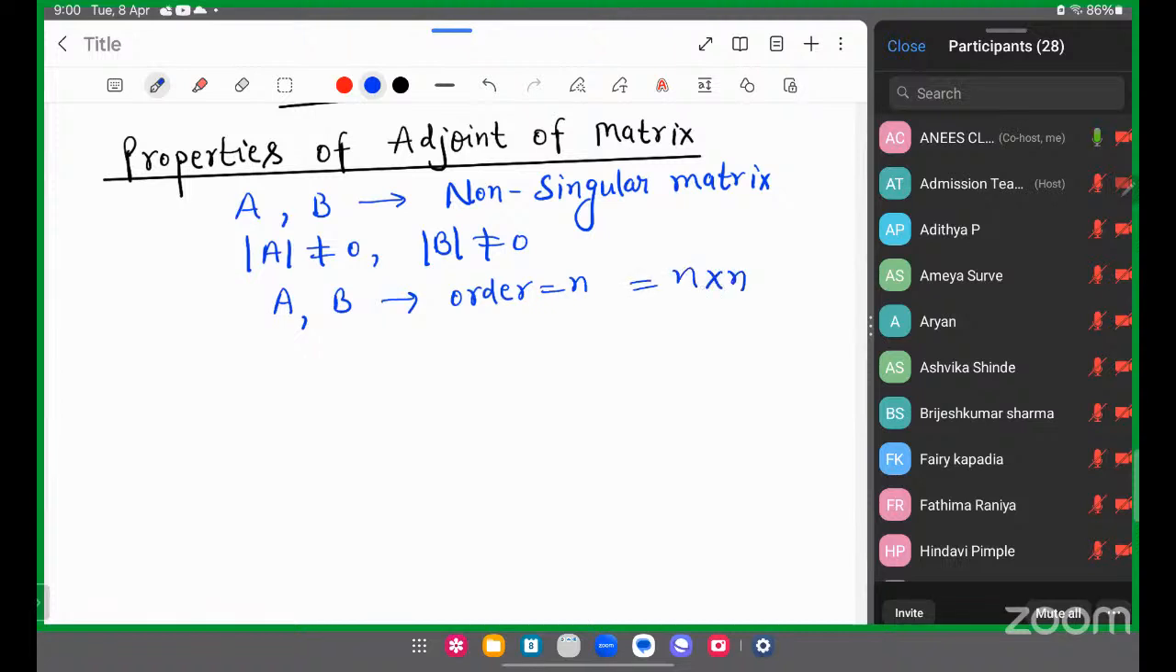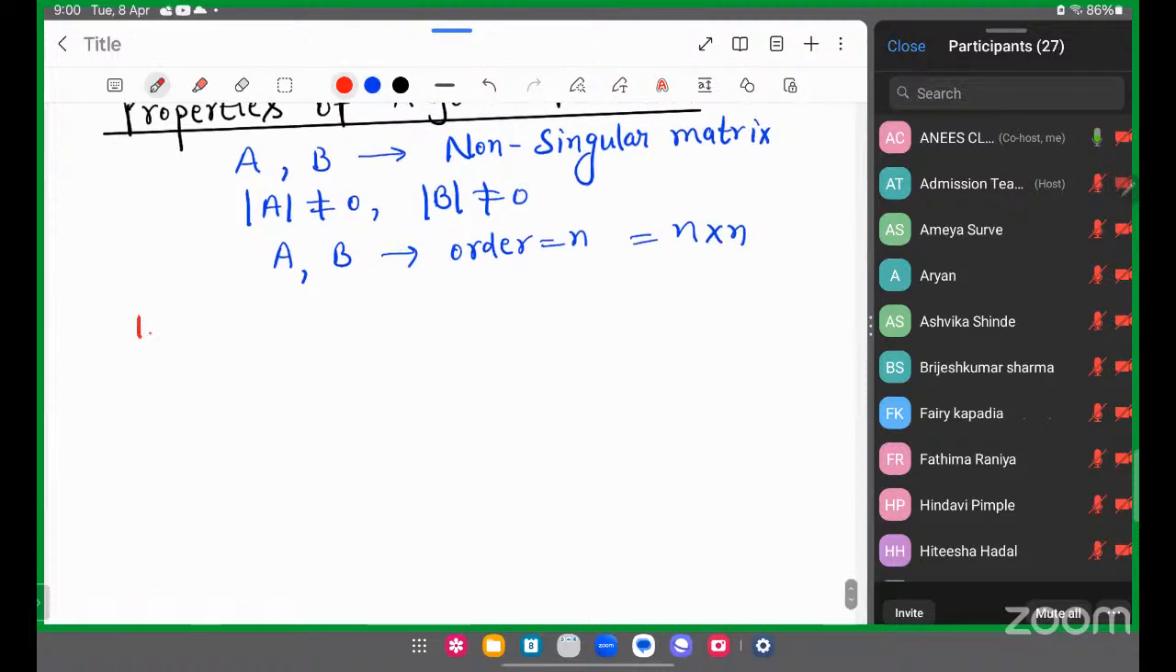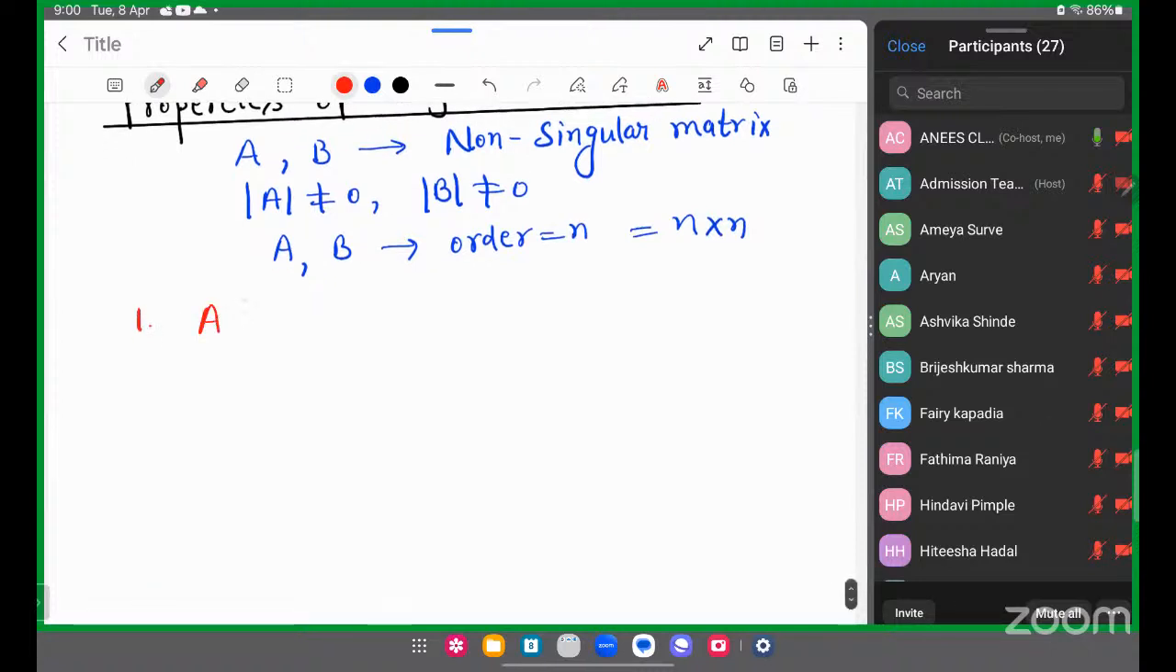First point: if you multiply A by adjoint A, A times adjoint A will be the same as adjoint A times A, which will be determinant A times I. I is the identity matrix here, and determinant of matrix A.